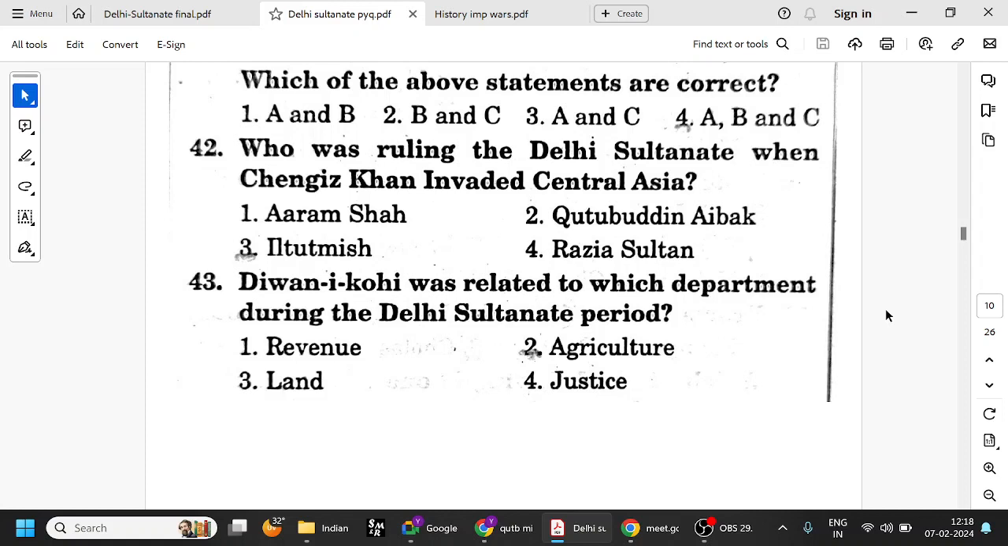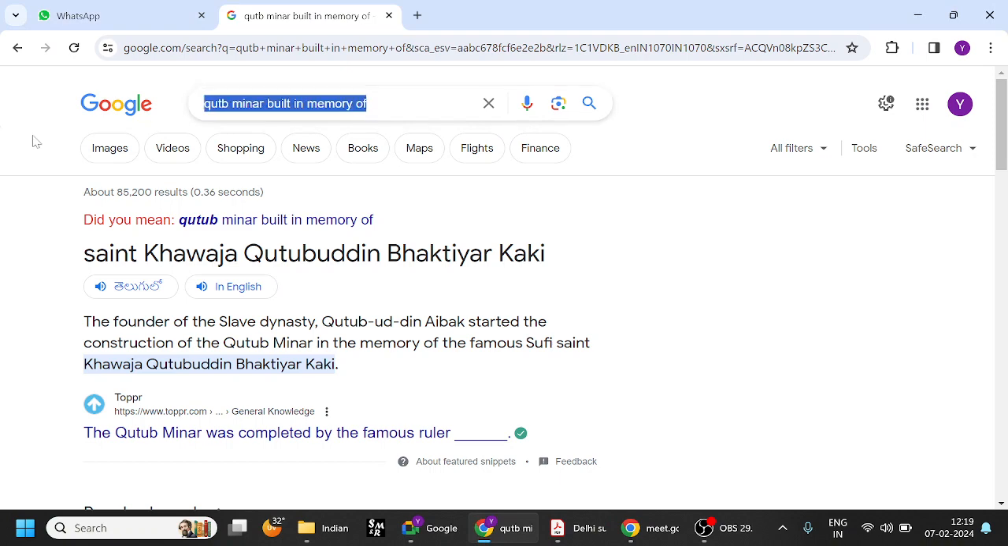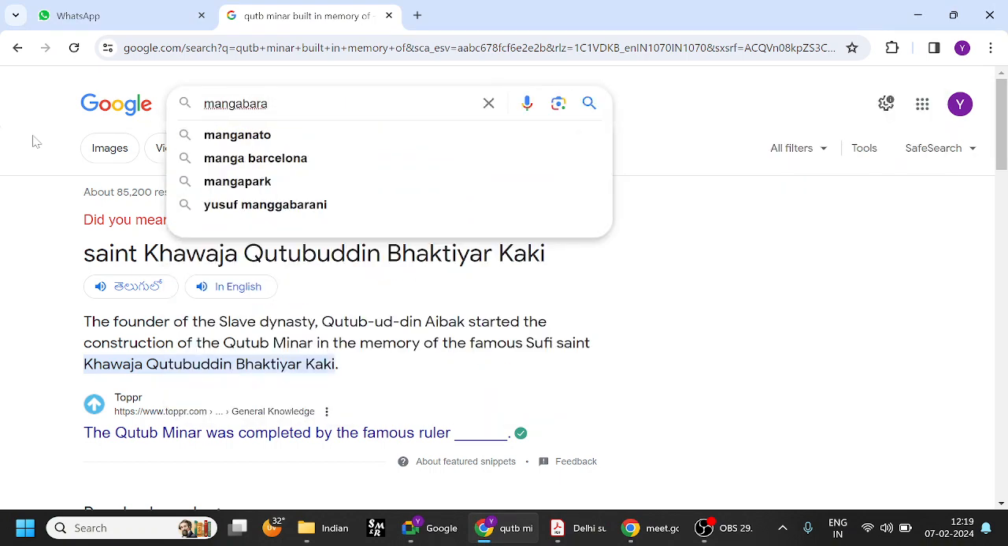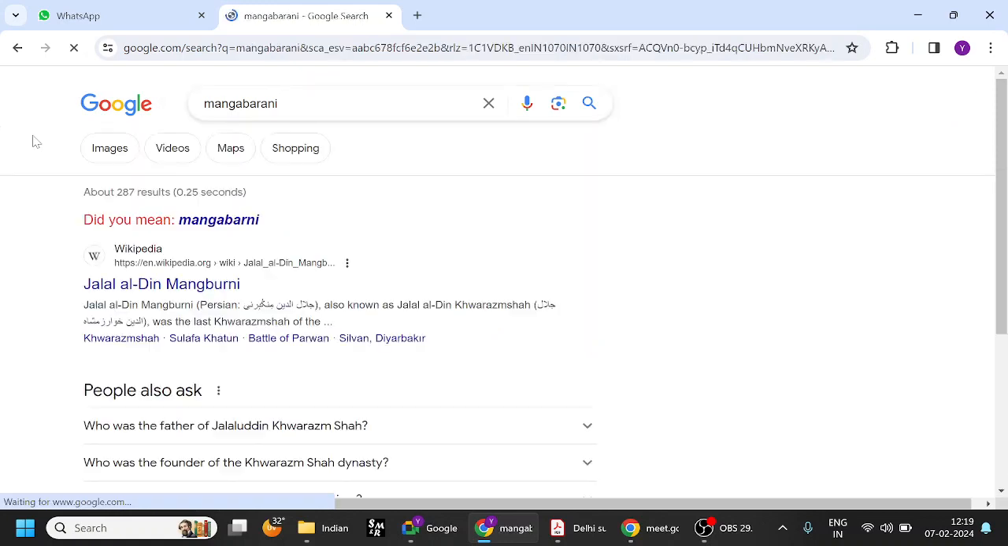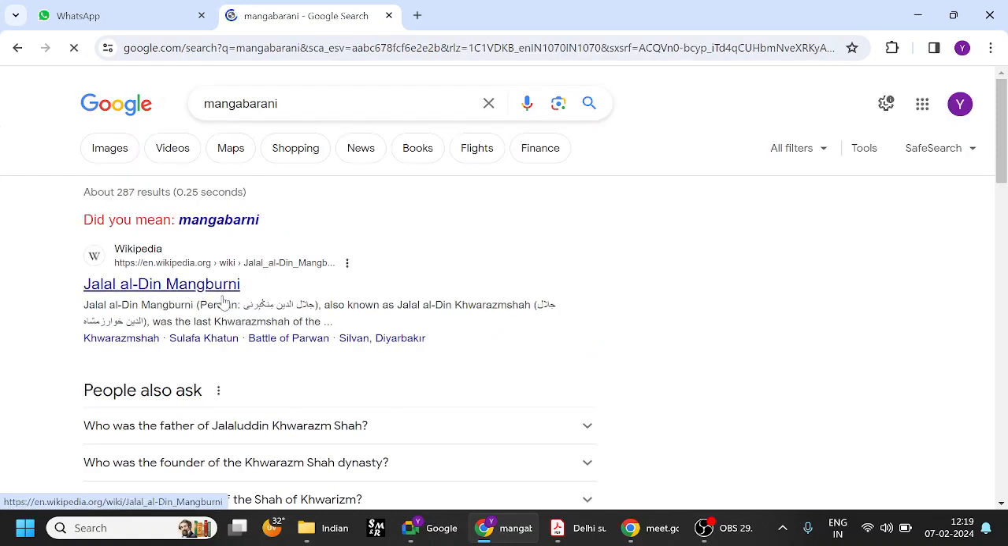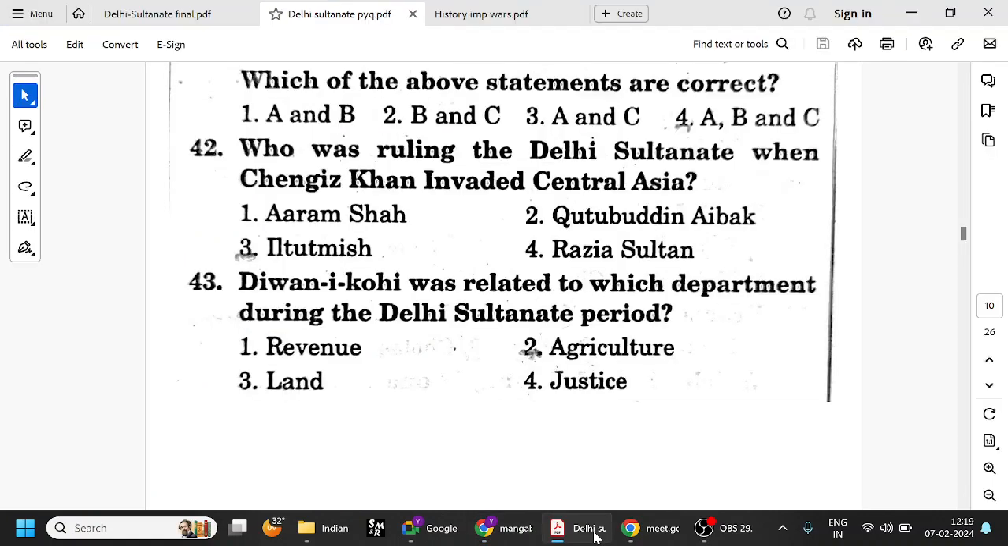Who was ruling the Delhi Sultanate when Chengiz Khan invaded Central Asia? We have seen that Chengiz Khan was pursuing Jalaluddin Mangabarni, very important. He was from the Khwarizm region, being pursued by Chengiz Khan, and he came to Iltutmish to take refuge, but Iltutmish refused. So Chengiz Khan did not invade India. Otherwise, he would probably have invaded India also at that time. All that is very important.